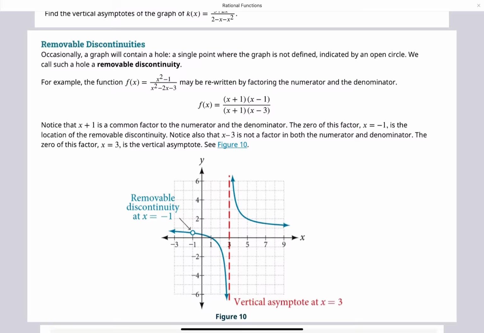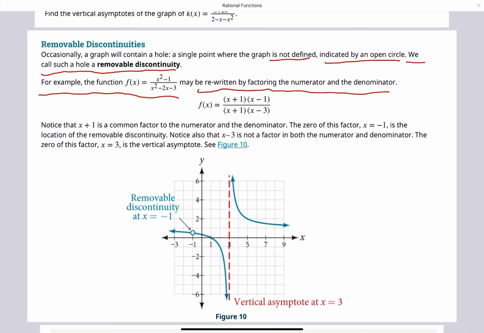And a single point where the graph is not defined, indicated by an open circle, we call such a hole a removable discontinuity. For example, the following function may be rewritten by factoring the numerator and the denominator. We have x squared minus 1, which is simply a minus b, a plus b. And the denominator is pretty straightforward, x plus 1, x minus 3.